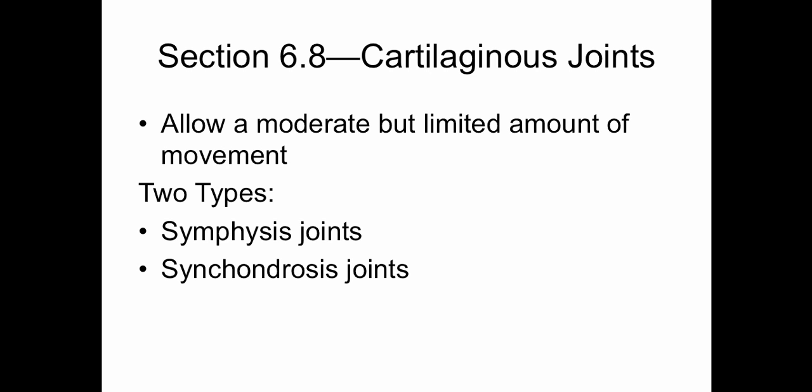Now let's discuss cartilaginous joints. These allow a moderate but limited amount of movement. There are two types: symphysis joints and synchondrosis joints. Cartilaginous joints have no joint cavities. They also allow a moderate amount of movement. They are classified as amphiarthritic since they allow a moderate amount of movement.